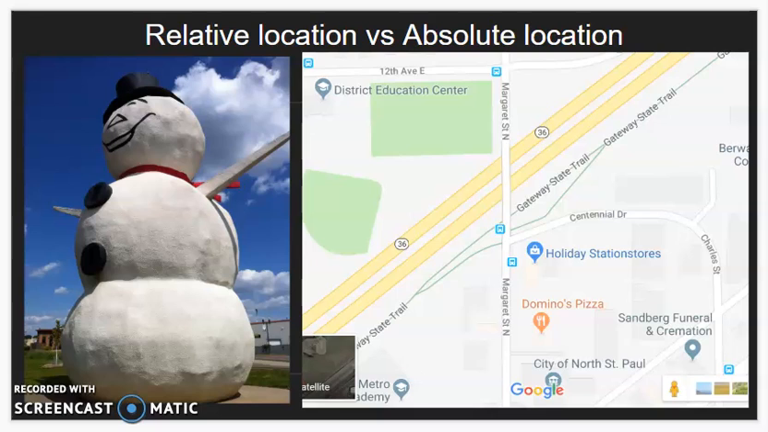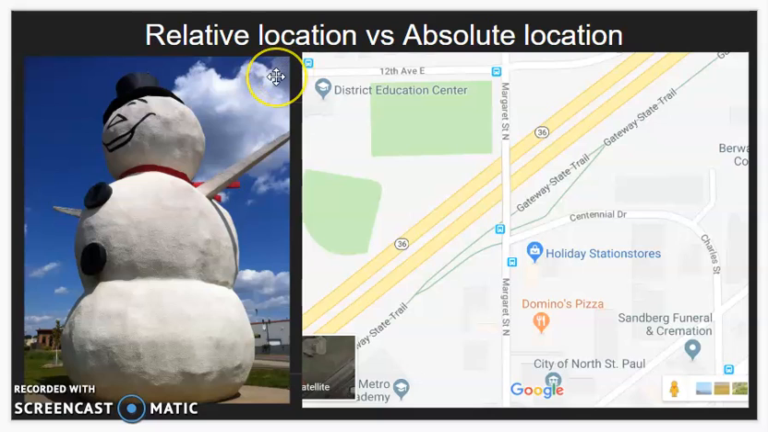Before we start with today's notes, we need to understand the difference between something called relative location and absolute location. Some of you guys might know what this is. This is the snowman in downtown North St. Paul. If I were to tell you, hey, meet me by the snowman, most of you guys would know where that is. I just gave you something called relative location. I said where I was near. It was an estimate.